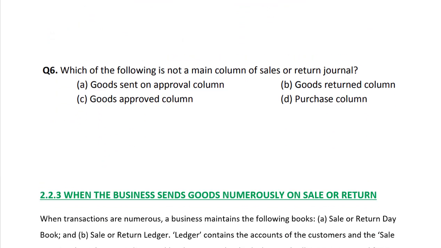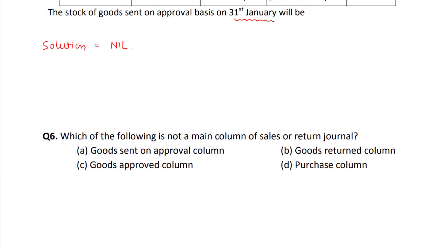Next question, question 6. Which of the following is not a main column of sale or return journal? A. Goods sent on approval column. B. Goods return column. C. Goods approved column. Or D. Purchase column. Answer is D. Purchase column.